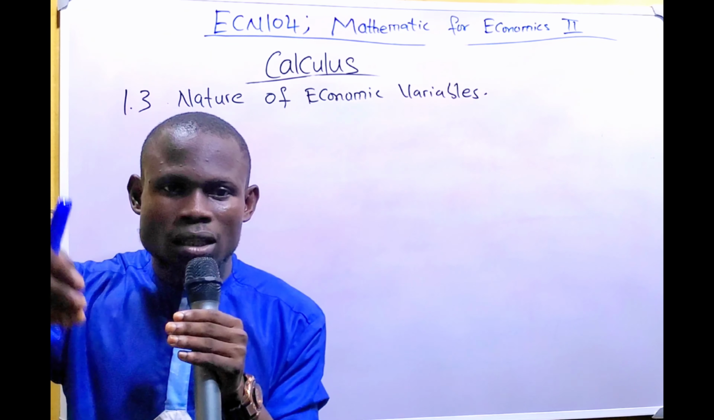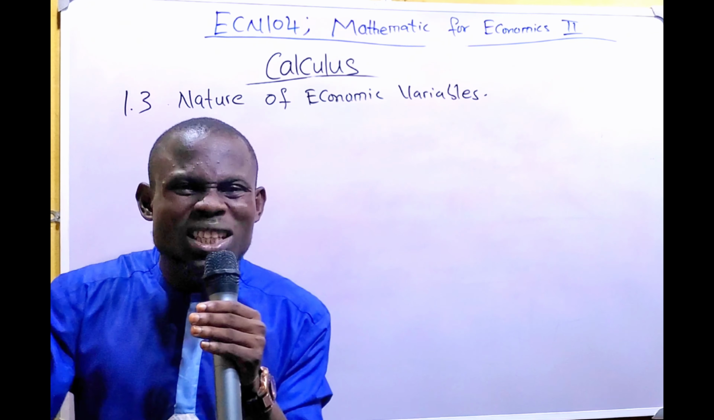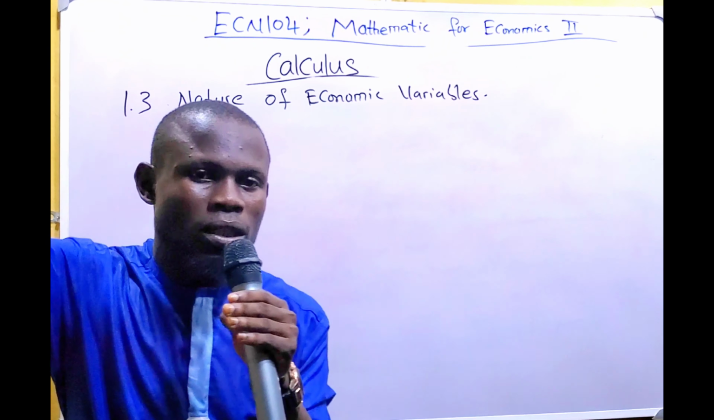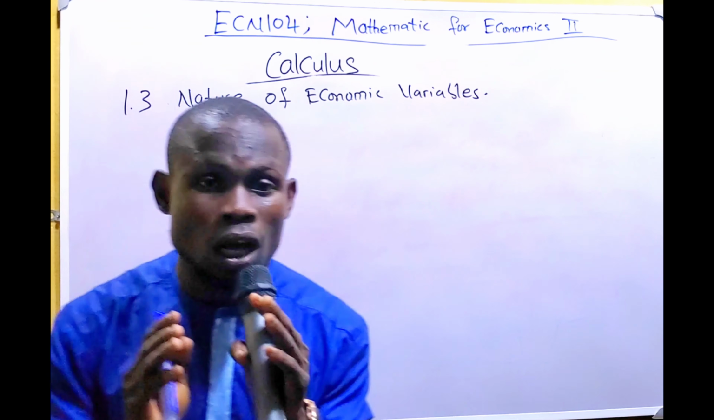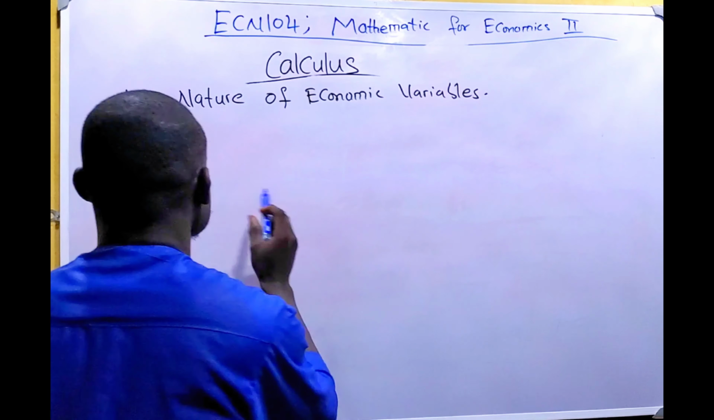The independent variable causes the dependent variable to change, which means the position of the dependent variable is being disturbed by the change in the independent variable. What am I saying? Let's illustrate this using our supply curve. Let's have a supply curve of this nature.